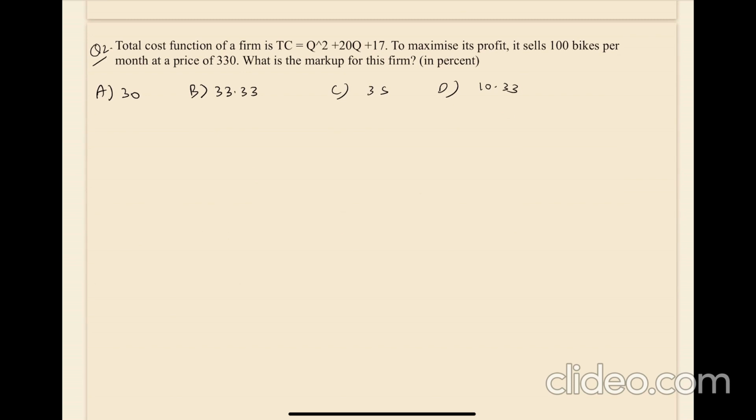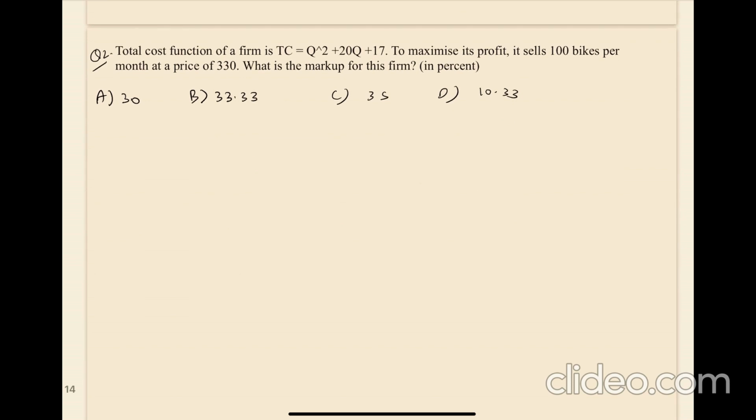So here the total cost function of a firm is given as q square plus 20q plus 17. And now to maximize its profit, this firm is selling 100 bikes per month at a price of 330. And then they are asking us to find out the markup for this firm in percentage terms. So firstly, what is markup? You should know the formula of markup. So markup is nothing but P minus MC by P, right? So you have to find out the value of this and then express this in percentage terms.